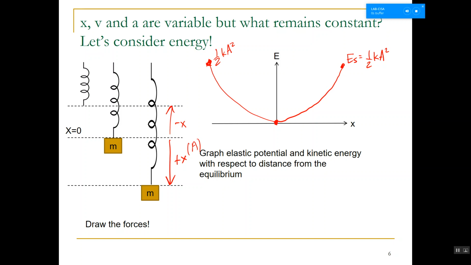Yeah, absolutely. So that's my next step. If I were to just change colors here, and I were to draw on the same graph kinetic energy with respect to the distance from the equilibrium, what would it look like? It would be exactly the opposite, yeah. So it would look like this.